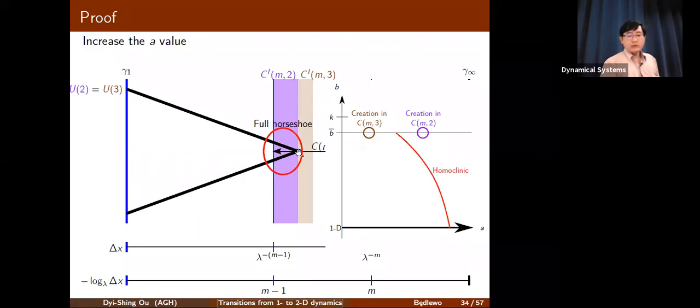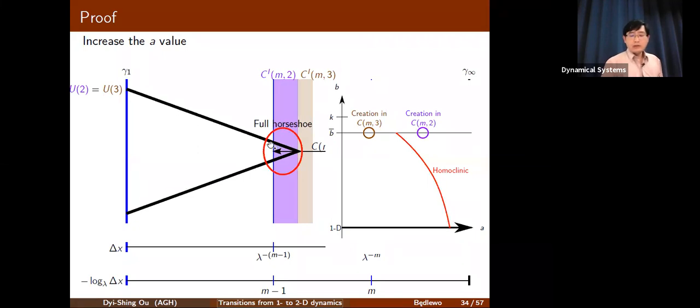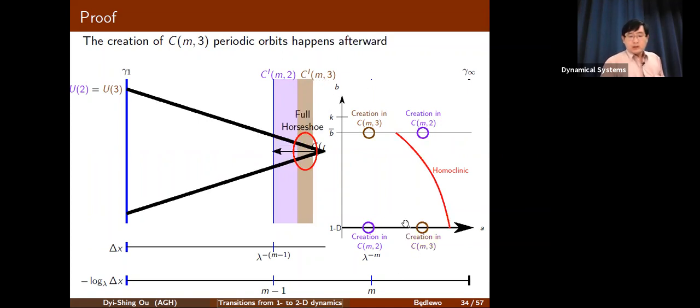But when you increase A, you will first get a full horseshoe by this map. So first you will get the creation of CM2. And this maps here, so this is disjoint, so you don't have a periodic orbit of the type CM3. Then you increase A again, and then you will get the full horseshoe. That means that the creation of the CM3 periodic orbit occurs here.